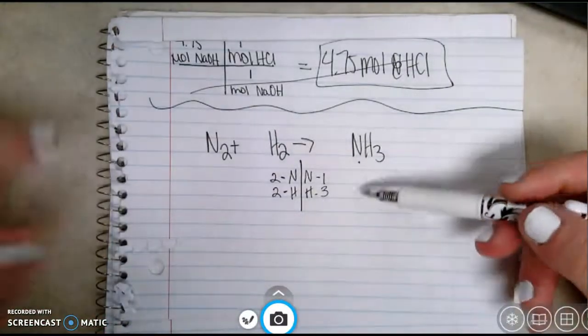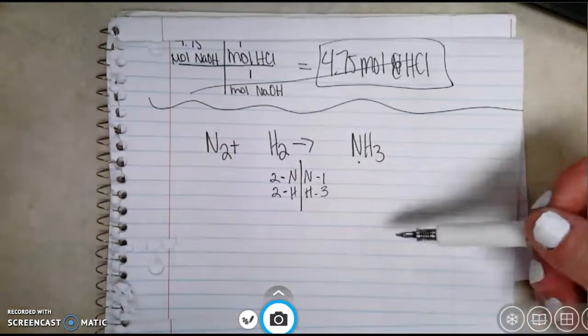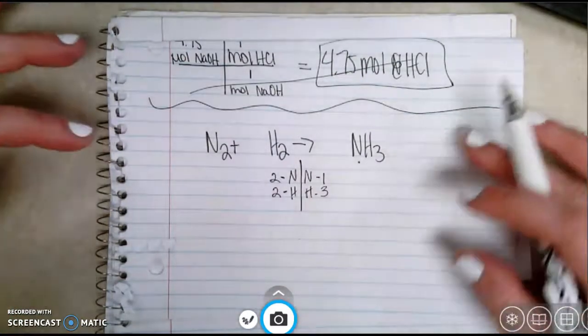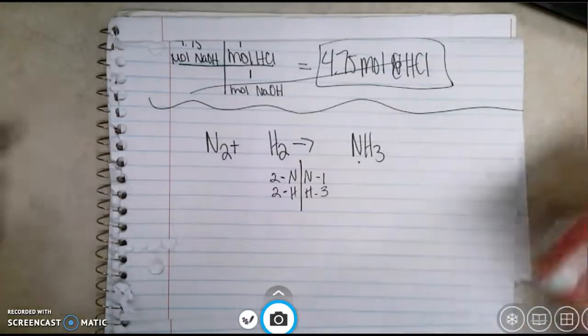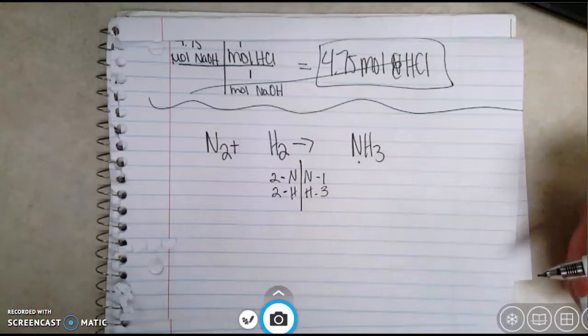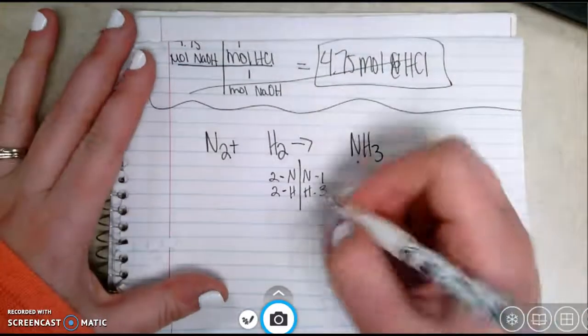Now, I always do my hydrogens last because they're usually the ones that are the most jumbled up with other molecules. So I do them last. It's just easier that way. And a lot of times if you do them last, they will mathematically work themselves out. So I'm going to start with my nitrogens.